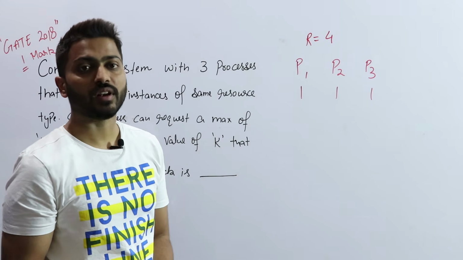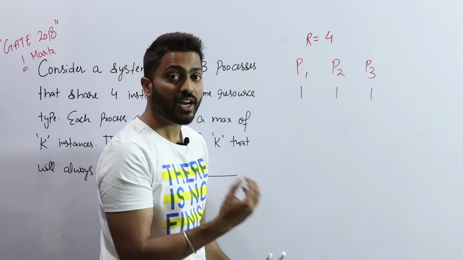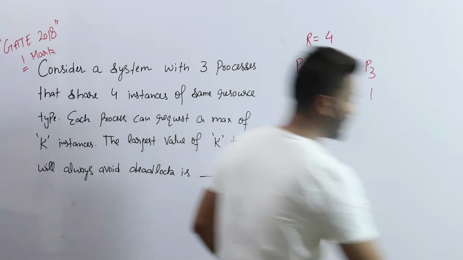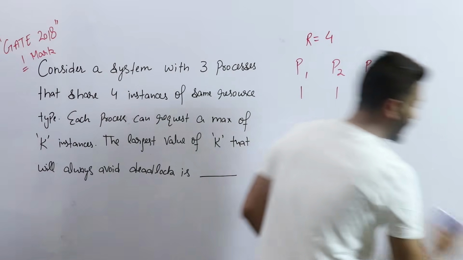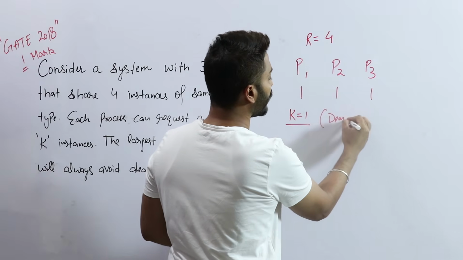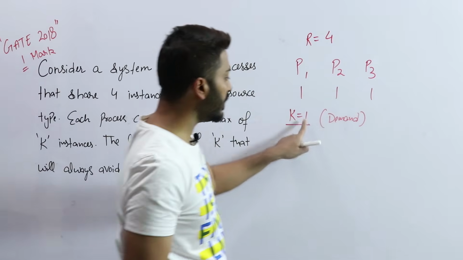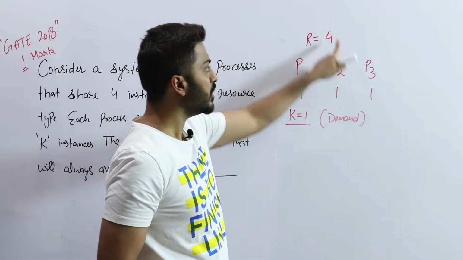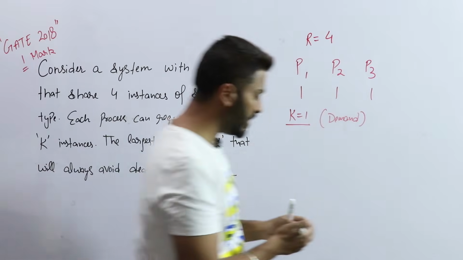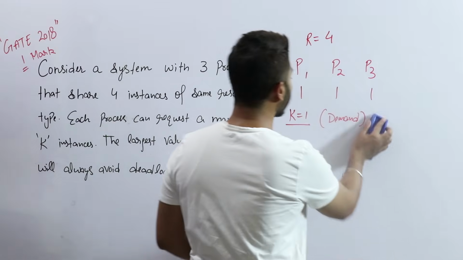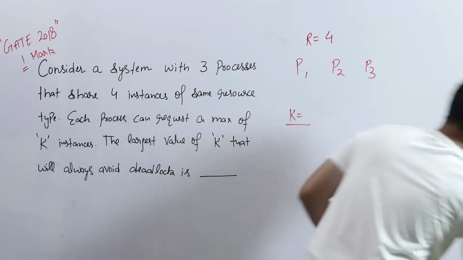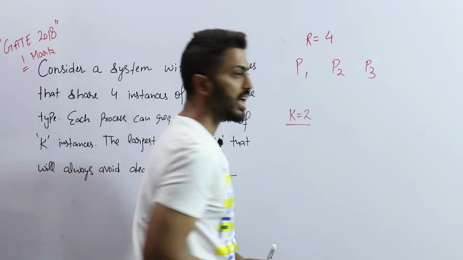The k value can be 1, but this is one of the answers. The value of k we have to find is maximum. So whether it is maximum or not, let's check. If k value is 1, means the demand of each process is 1, I can easily give 1 resource, but it is not the maximum value. K value is not the maximum. So let's increase the value of k. Let's make the value as 2.